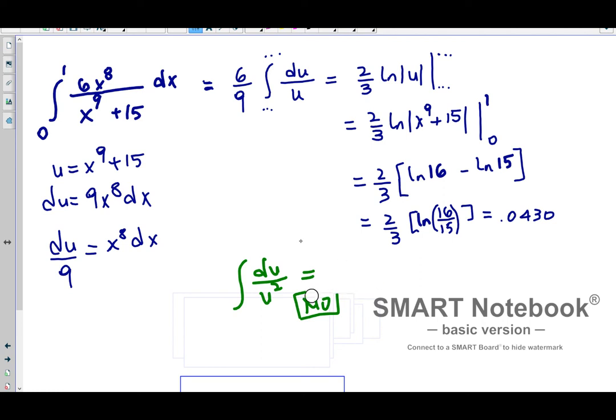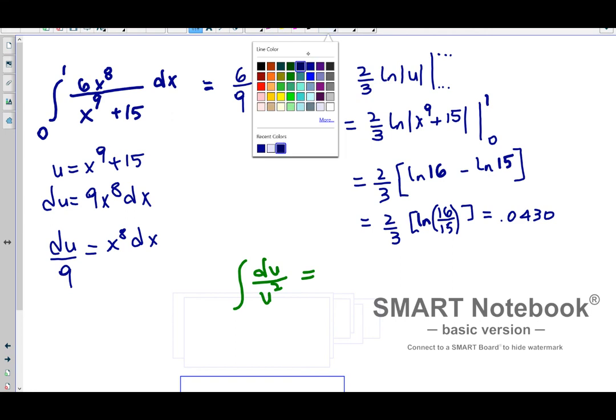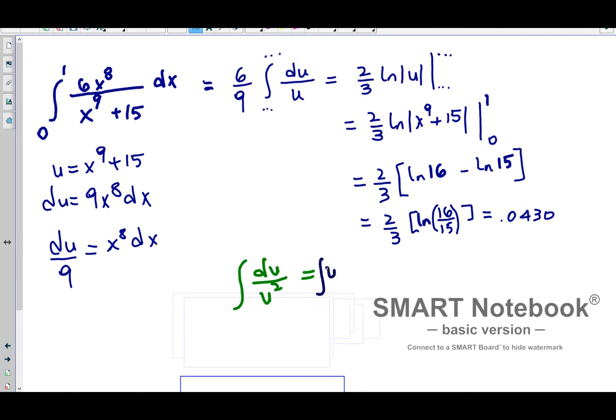In every other case, if you ever end up with 1 over u squared du, what should you do? Do not use natural log. Instead you should be using the power rule. For something like that, you would say, okay, this is u to the power of -2, add 1 to the power, divide by the new power, etc., right?